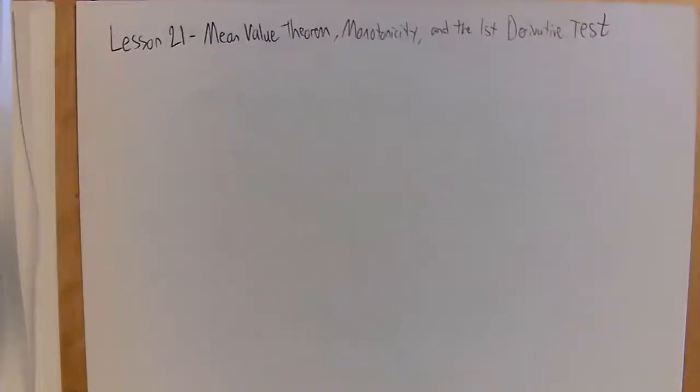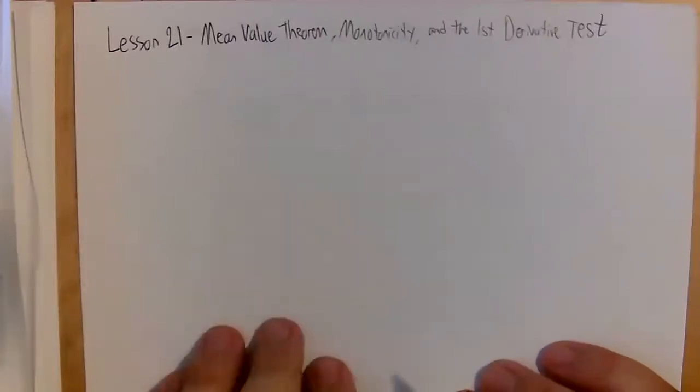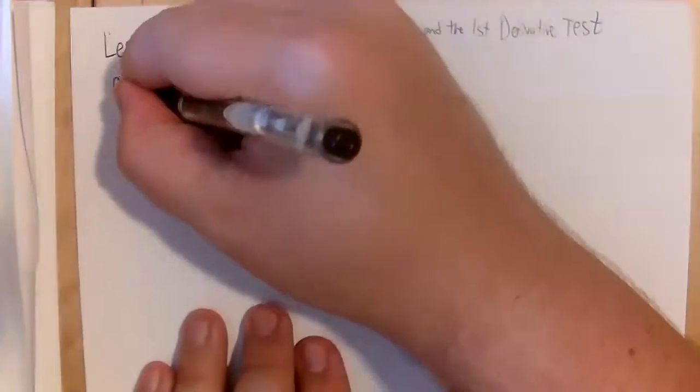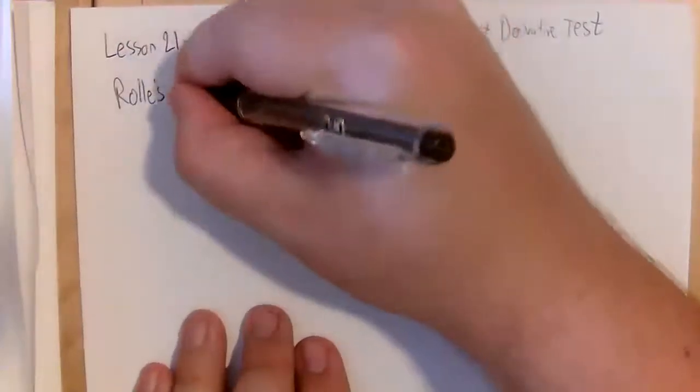As we'll see, we'll be able to find out if functions are increasing or decreasing, what their graphs look like, what their maxima and minima are going to be. We're going to be able to find out a lot about functions from these next few lessons. Today we're going to introduce some important theorems to tell us some facts about functions that end up being useful in some instances. The first theorem that we're going to start with is called Rolle's theorem.